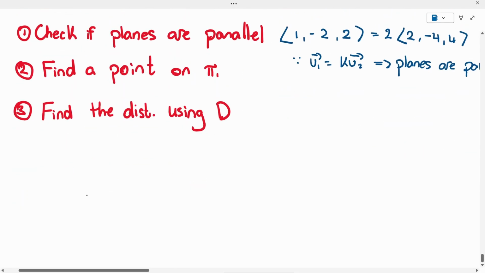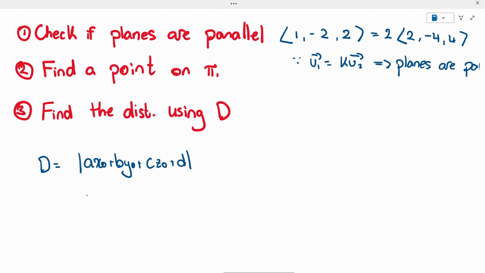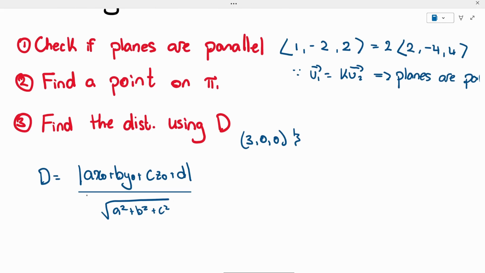Then we can substitute into the formula d is equal to the absolute value of a x0 plus b y0 plus c z0 plus d, all over the square root of a squared plus b squared plus c squared. If we use any point on pi 1, then we need to use the equation of pi 2, right? So we have the point (3, 0, 0), and the equation 2x minus 4y plus 4z is equal to 7.